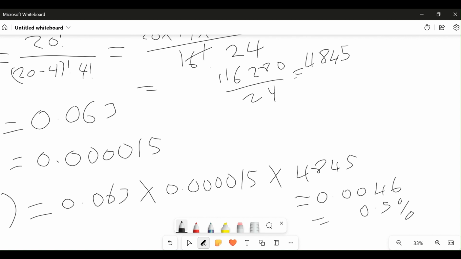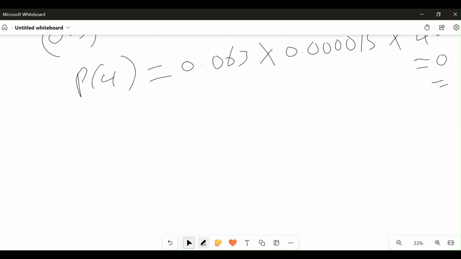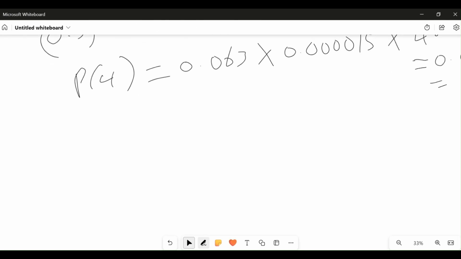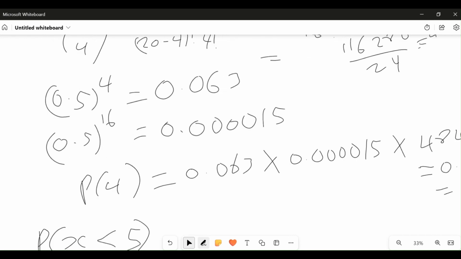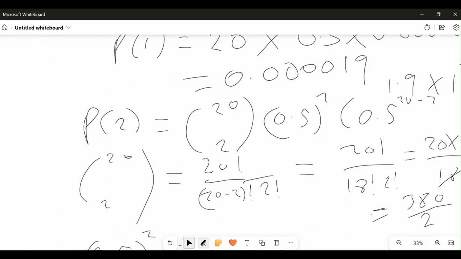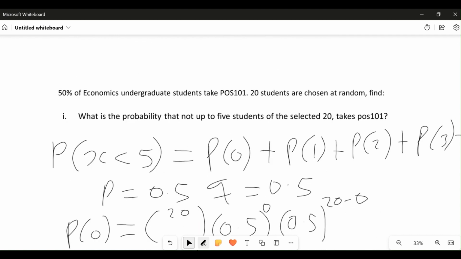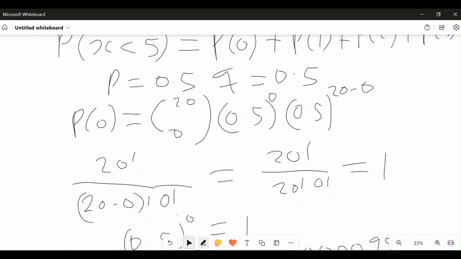That's probability of 4. Now that we have found probability of 0, 1, 2, 3 and probability of 4, what do we have to find from the question? We have to find probability of x less than 5. What's the probability that not up to 5 students of the selected 20 test positive? So we have probability of x less than 5.